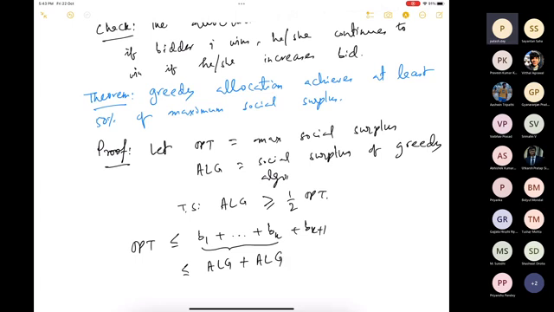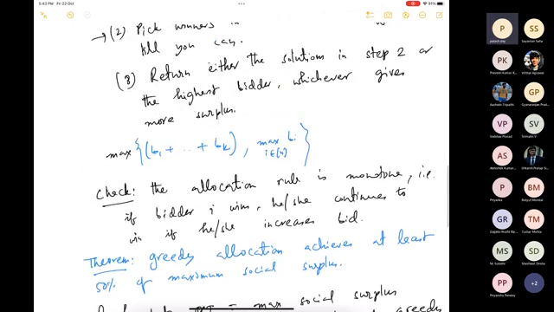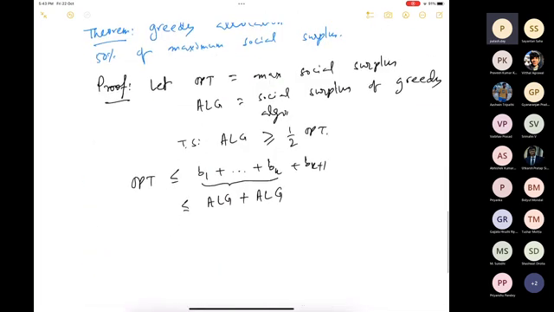Why? Because ALG is greater than or equal to the max of Bi. So in particular, ALG is greater than or equal to BK plus 1. So what we get is ALG is greater than or equal to OPT by 2. Okay, questions?